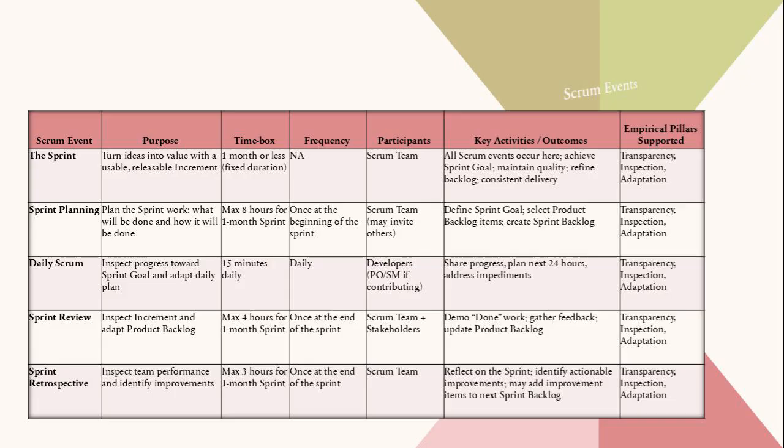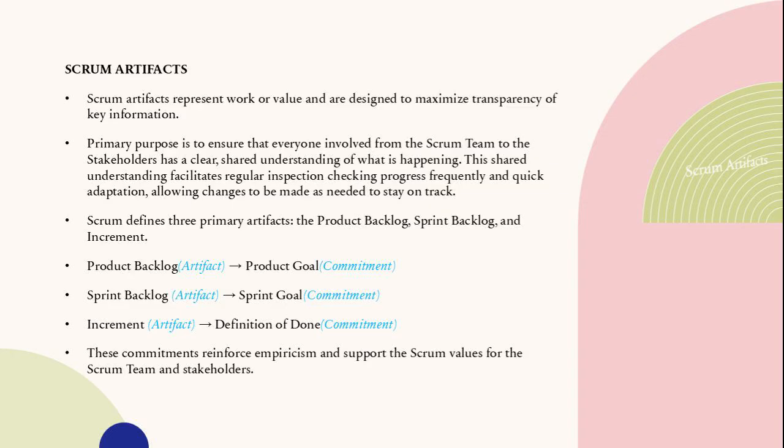Here's a handy summary table of all 5 Scrum events, covering their purpose, time boxes, participants, key activities, and the empirical pillars, transparency, inspection, adaptation, they support. It's a great quick reference for keeping track of the Scrum heartbeat. Scrum artifacts represent work and value, designed to maximize transparency so everyone, from the team to stakeholders, shares a clear understanding. This enables regular inspection and quick adaptation to stay on track.